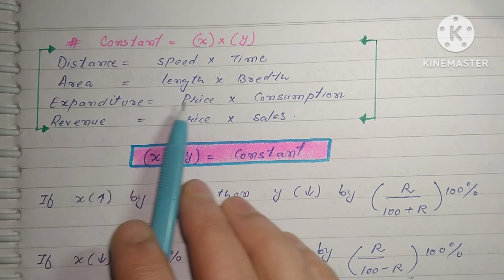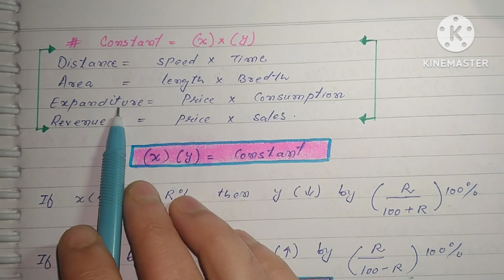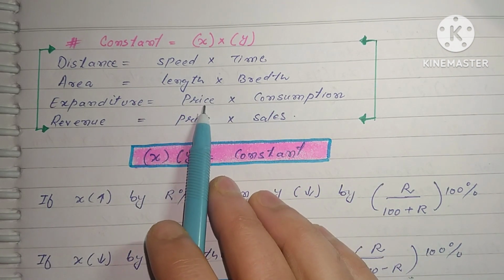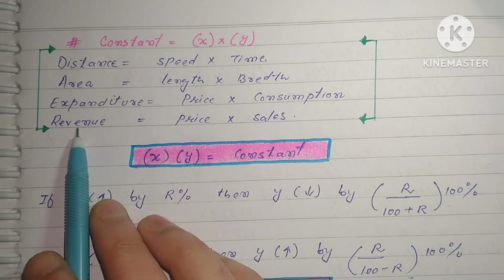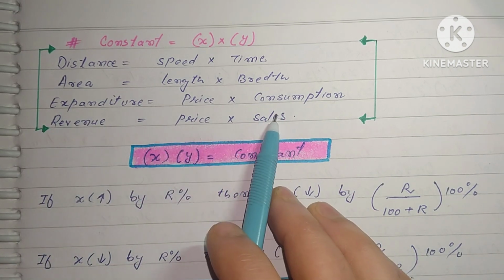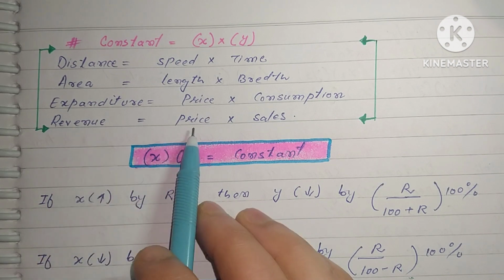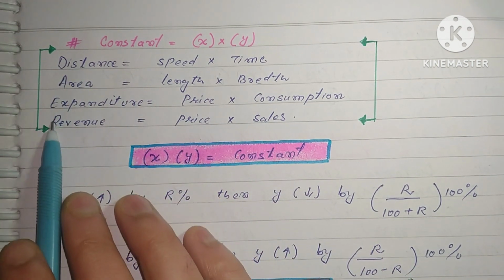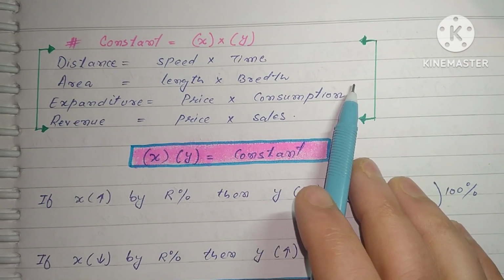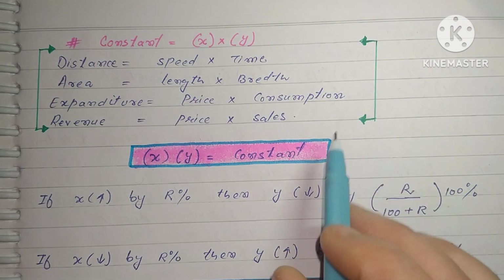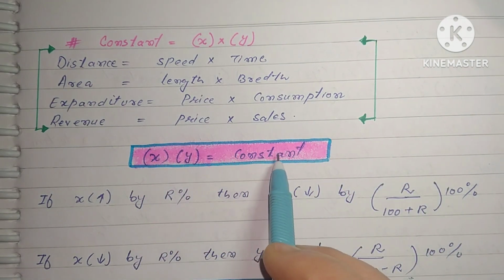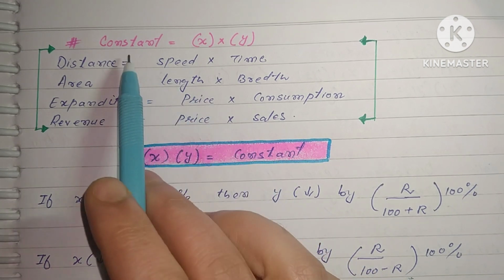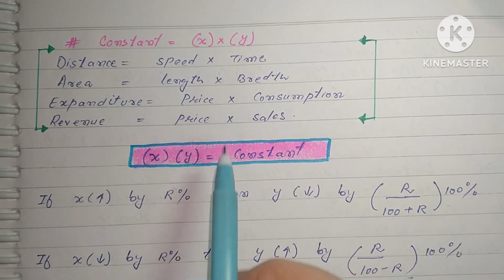In the same way, expenditure is price into consumption. If expenditure has to be kept constant, if price increases, then consumption has to decrease. If price decreases, then consumption will increase. And revenue is price into sales. For constant revenue, if price increases, sales has to decrease, and if price decreases, sales has to increase. These are the basic relations and are similar to the equations of hyperbola. This is called the xy concept. Xy is constant. Now, in percentage, questions are asked on this concept.